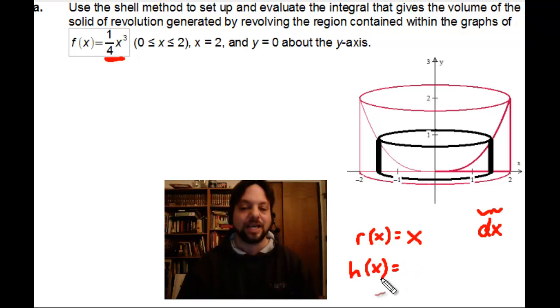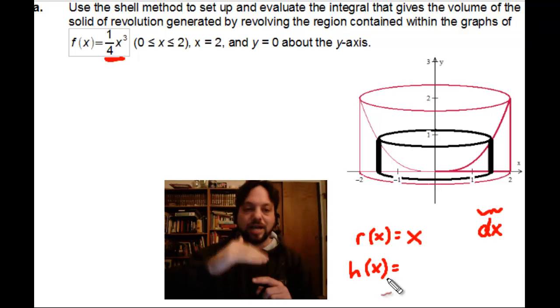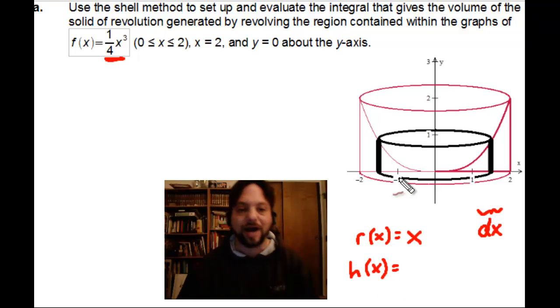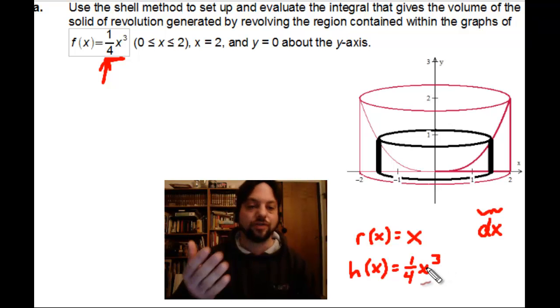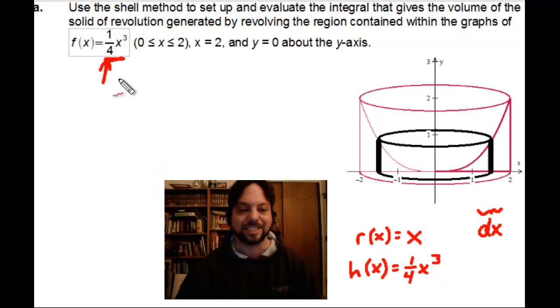Now, the height of the shell in this situation is going to start at 0, and it's going to go up to, well, how high? That is actually going to make use of the function that we're given right here. Our height is actually going to be 1/4 x cubed. And you can see that when x is 0, our shell has a height of 0. And when x is 2, it looks like the height of our shell will also be 2, which if you feed it through this height formula, you'll see that that is the case.